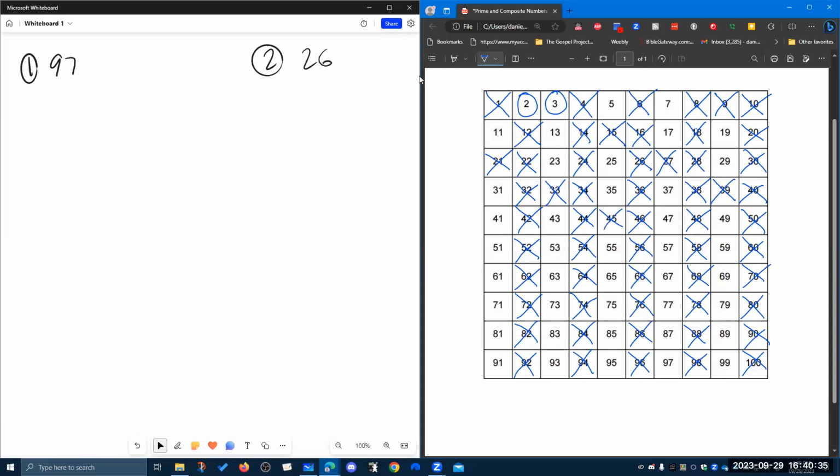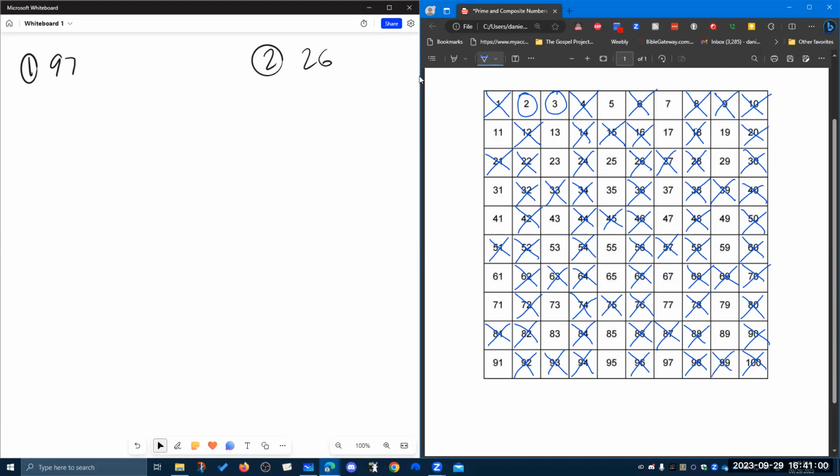51, 57, 60, 63, 66, 69, 75, 78, 81, 84, 87, 90, 93, 96, 99.